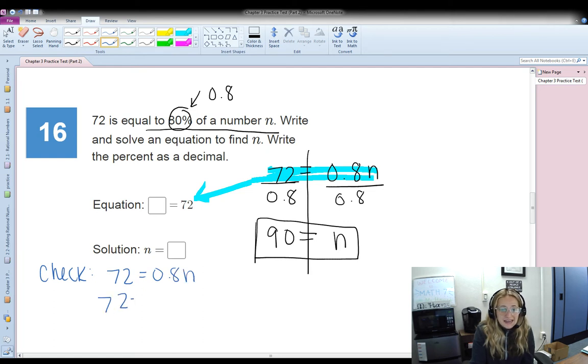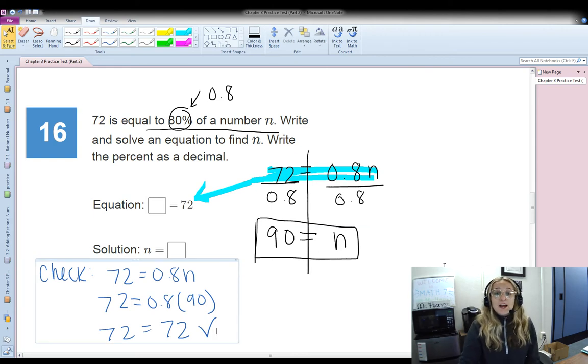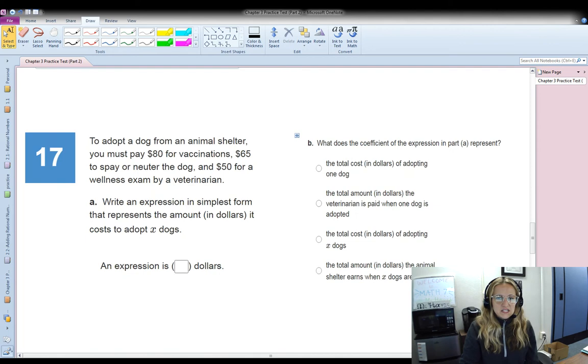Plug in what the n equals, which is 90. And then you should get that equals 72. All right, and you check your work and you are correct. All right, that is number 16. Let's scroll down to 17.